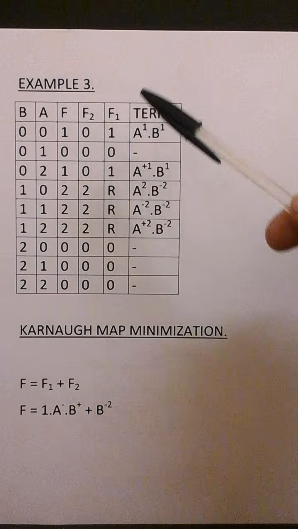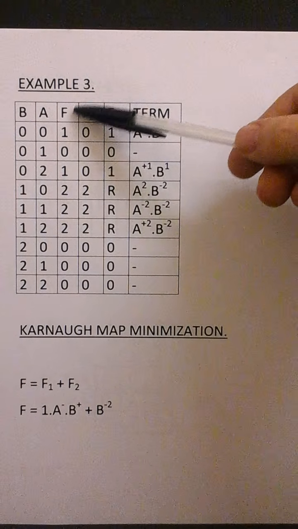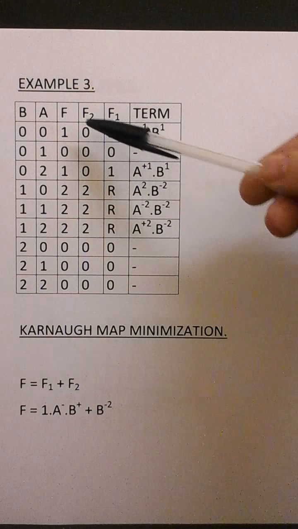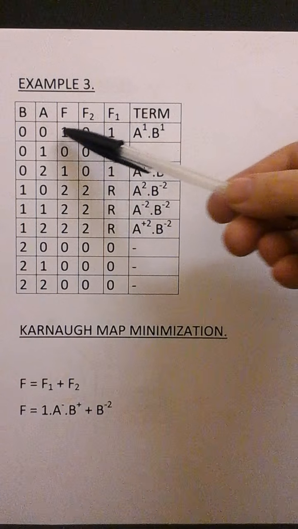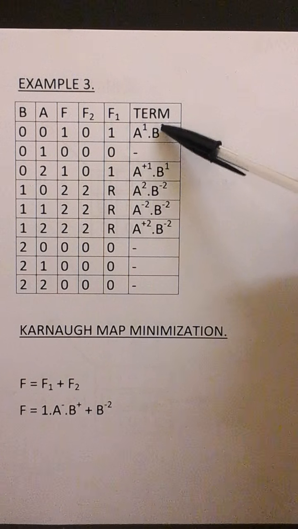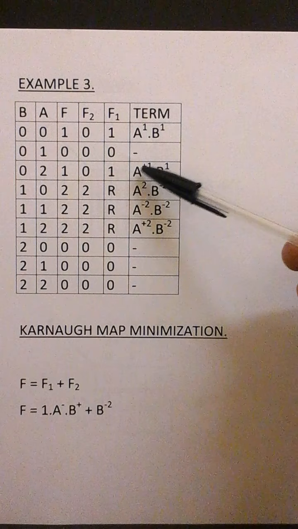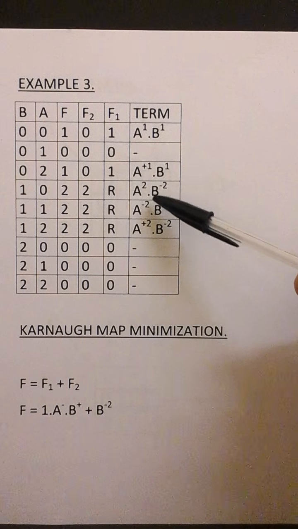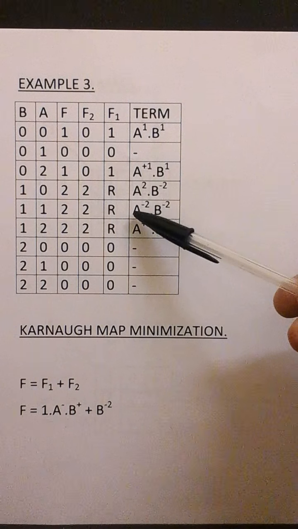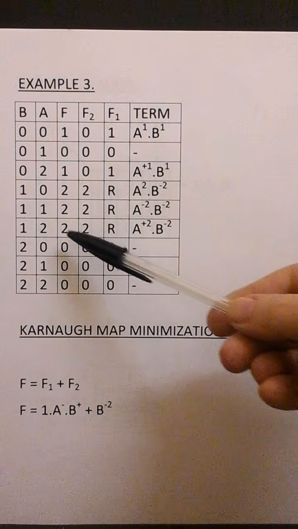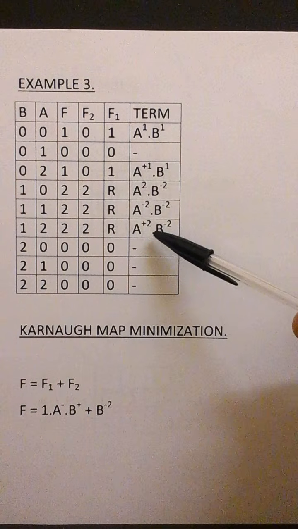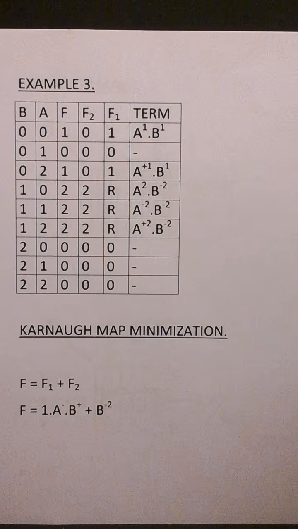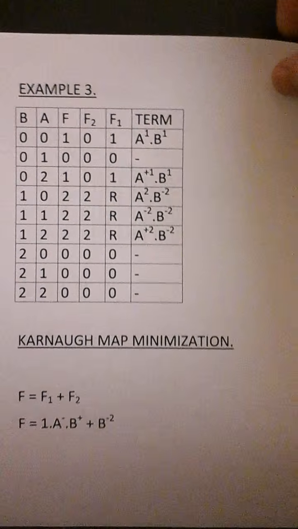Right, this is example 3. A different function again. We have a 1 there, which is a1 min b1. A 1 there, which is a plus 1 min b1. A 2 there, which is a2 min b minus 2. A 2 there, which is a minus 2 min b minus 2. A 2 there, which is a plus 2 min b minus 2. So I'll show you the Karnaugh map.